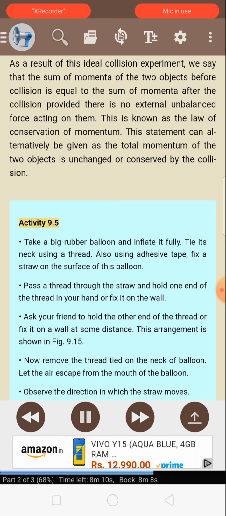Activity 9.5. Take a big rubber balloon and inflate it fully. Tie its neck using a thread. Also using adhesive tape, fix a straw on the surface of this balloon. Pass a thread through the straw and hold one end of the thread in your hand or fix it on the wall. Ask your friend to hold the other end of the thread or fix it on a wall at some distance. This arrangement is shown in figure 9.15. Now remove the thread tied on the neck of the balloon. Let the air escape from the mouth of the balloon. Observe the direction in which the straw moves.